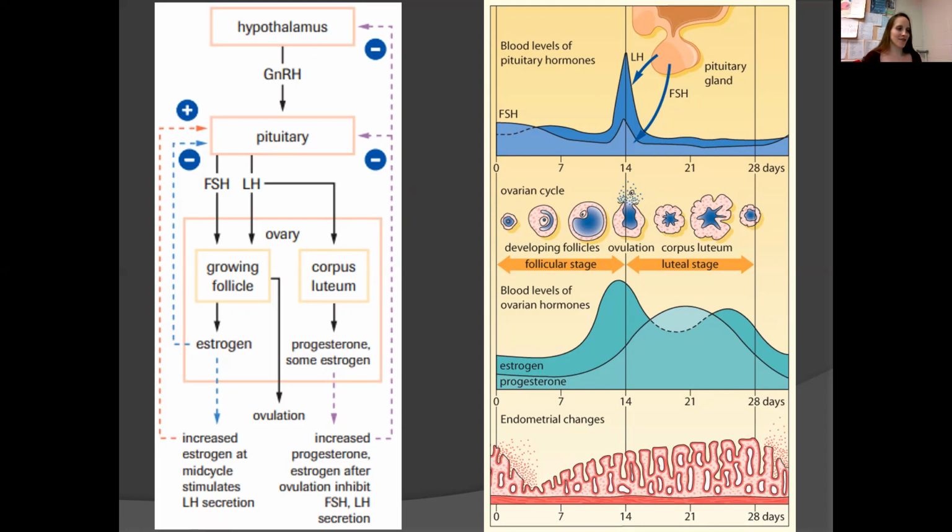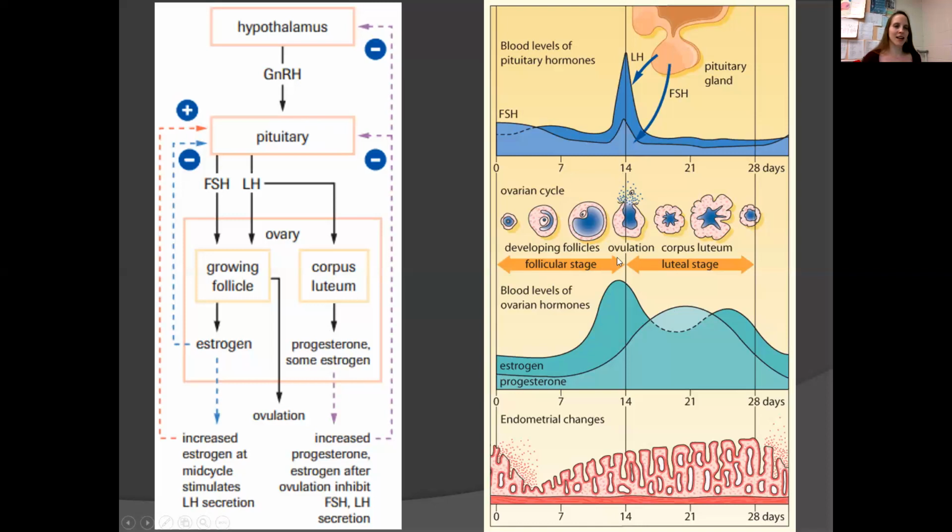The LH is firstly going to cause ovulation to happen, and then it's also going to cause the left behind follicle to develop into the corpus luteum. The corpus luteum produces progesterone and a little bit of estrogen. The progesterone is really important for making sure the uterus is fully developed and not contracting. And then the progesterone will also go back and cut off the secretion of LH from the pituitary.